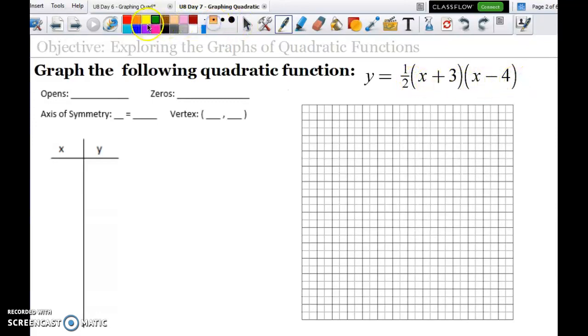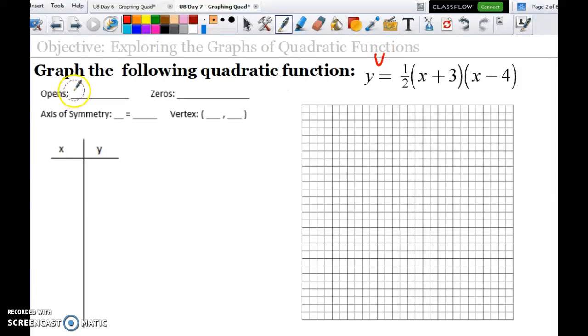So the first thing that we're going to do is graph this just to review what happens when we graph. The first thing you need to look at is whether it opens up or whether it opens down. And you could know this based on the leading coefficient A in front. If it's positive, it's going to open up, and if it's negative, it's going to open down. And we can see that we have a positive 1/2, so this is going to open upward.